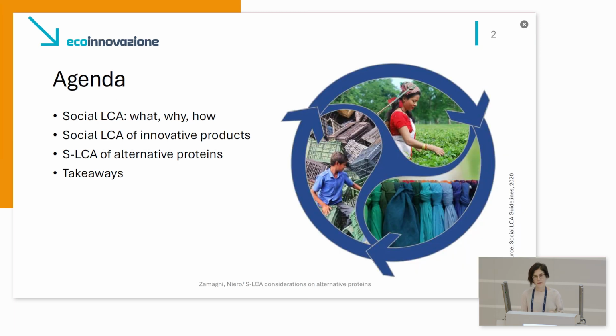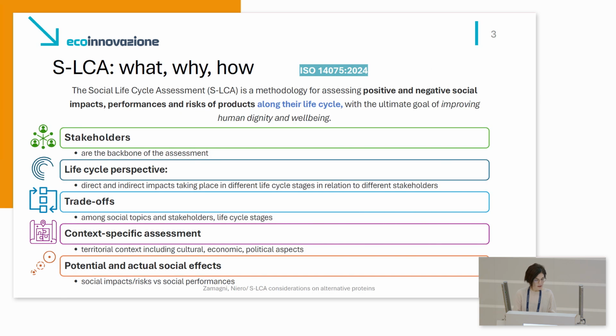So I will guide you a little bit in understanding what social LCA is about, how it works, and why we need to adopt a life cycle approach also for addressing social impacts. Then I will move to the discussion on what application of this method entails in the field of innovative products, innovative food systems, and novel proteins. We will see that we need to do some adjustments, some further developments, and in which directions. And then I will summarize some takeaways that I hope might be useful for our discussion later in the panel.